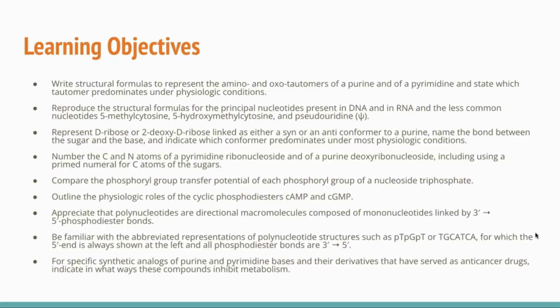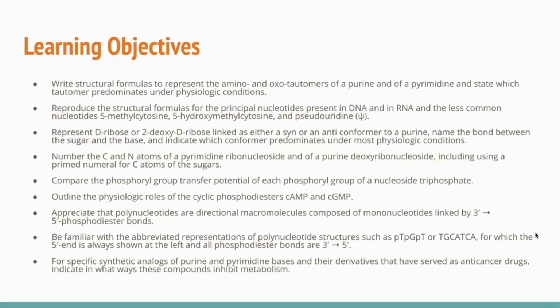Name the bond between the sugar and the base, and indicate which conformer predominates under most physiologic conditions. Number the C and N atoms of a pyrimidine ribonucleoside and of a purine deoxyribonucleoside, including a primed numeral for C atoms of the sugars. Compare the phosphoryl group transfer potential of each phosphoryl group of a nucleoside triphosphate. Outline the physiologic roles for the cyclic phosphodiesters cAMP and cGMP.